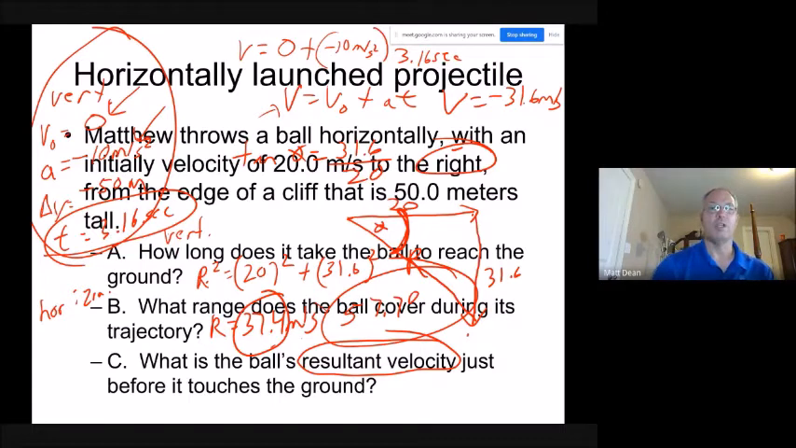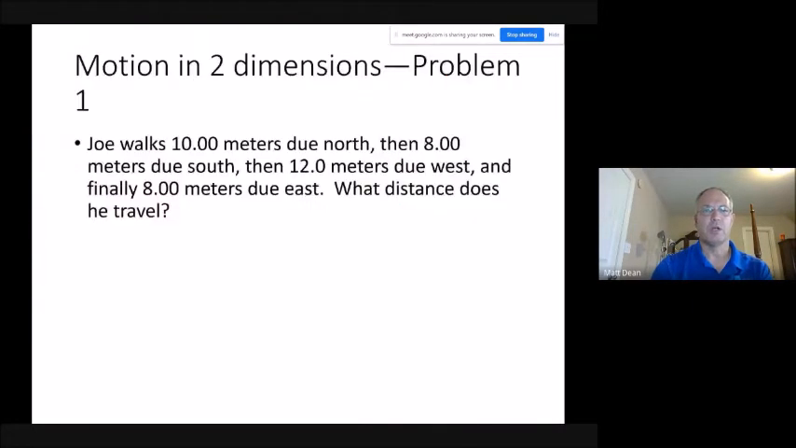All right, so that's a horizontally launched projectile. We're going to see several more examples of those as we go here. We're going to start off easy, though. Here's problem 1.